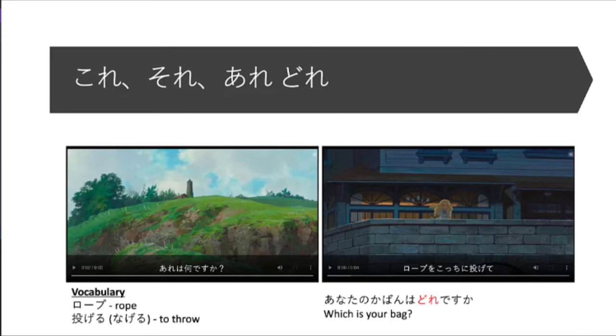So you got this ko, so, a, do pattern. Kore, koko, sore, soko, are, asoko, doko, dore. And they have similar meanings. Cool.